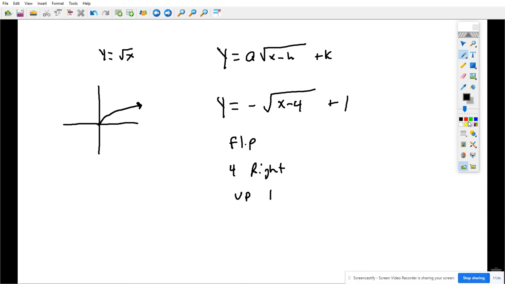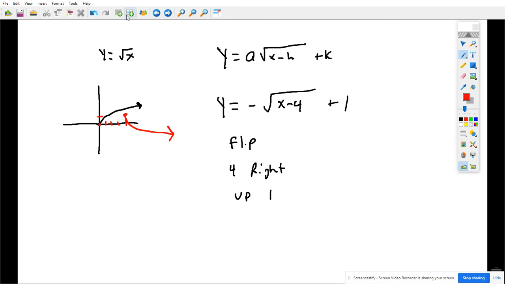Okay, so if I were to graph this, it's going to go 4 to the right, 1, 2, 3, 4, and up 1. So this starting point right here is going to go right 4, up 1. And then now, because of this negative, it flips. Now, does it get wider or skinnier? No. It stays about the same exact shape because my a is negative 1 here.